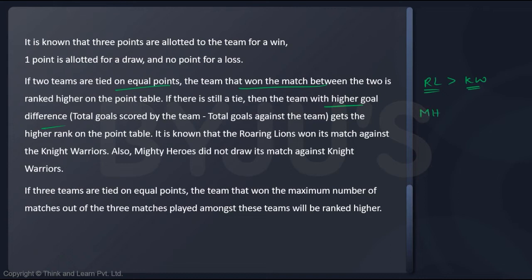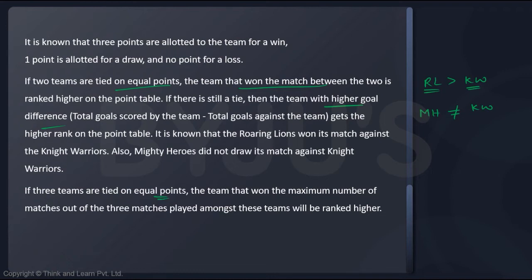Mighty Heroes did not draw. It is not equal to Night Warriors. Equal to is my way of saying draw, but not equal to means they have not drawn, which means it's either a win or a loss. If 3 teams are tied on equal points, the team that won the maximum number of matches out of the 3 matches played among these teams will be ranked higher. Alright, so let's go ahead.